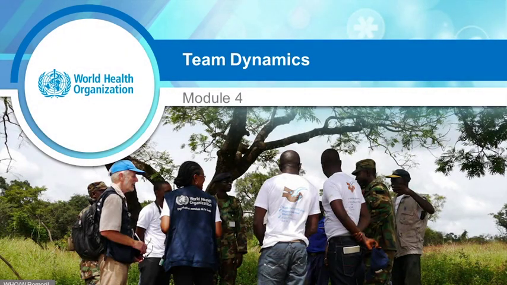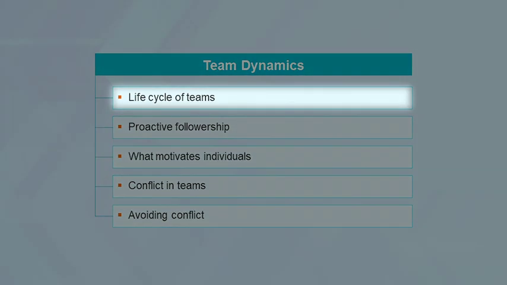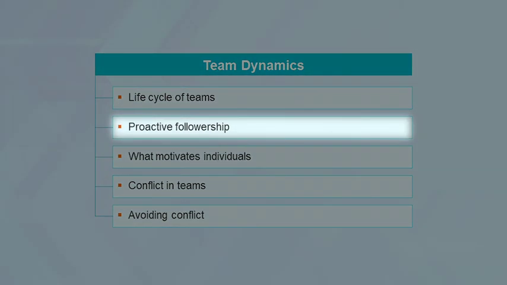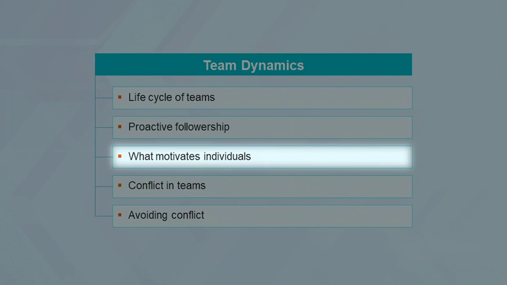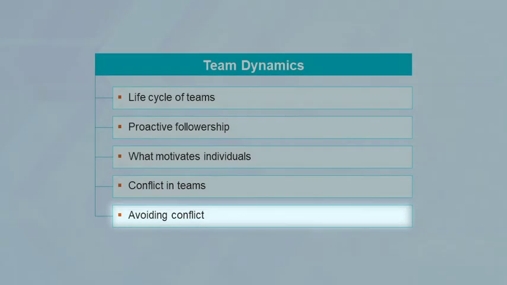In this module, we will look at some of the key concepts which explain the way in which people work in teams. It will cover the life cycle of teams, the importance of proactive followership, what motivates individuals, potential sources of conflict in teams, and how conflict can be avoided.